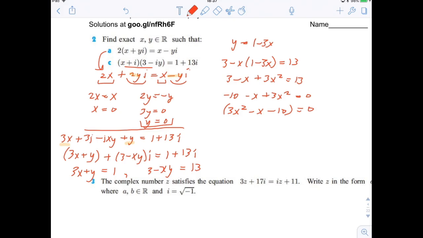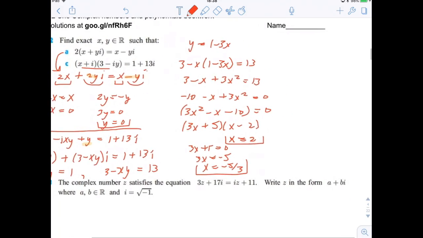Okay, so can we factor this? 3x times x, and then maybe this will be 5, and this will be 2, and this will be negative, and this will be positive. That works, okay? So the solutions are x equals 2, or 3x plus 5 equals 0, 3x equals negative 5, x equals negative 5/3.